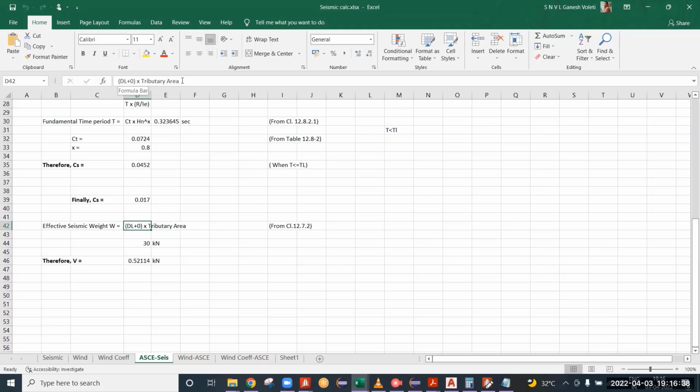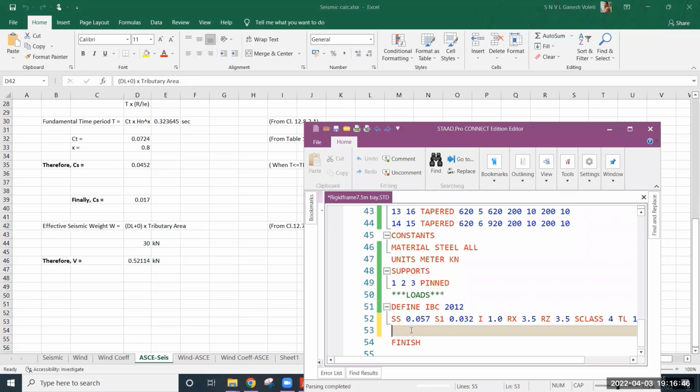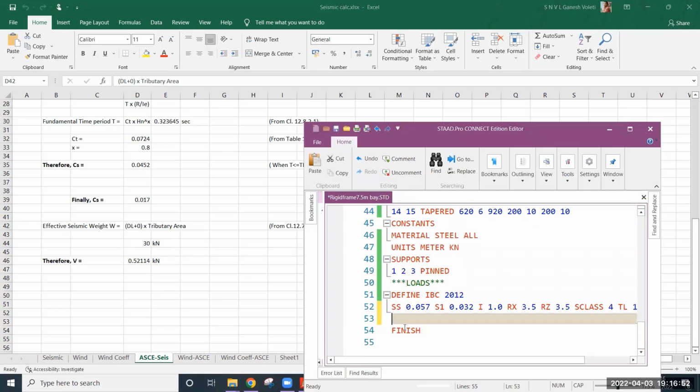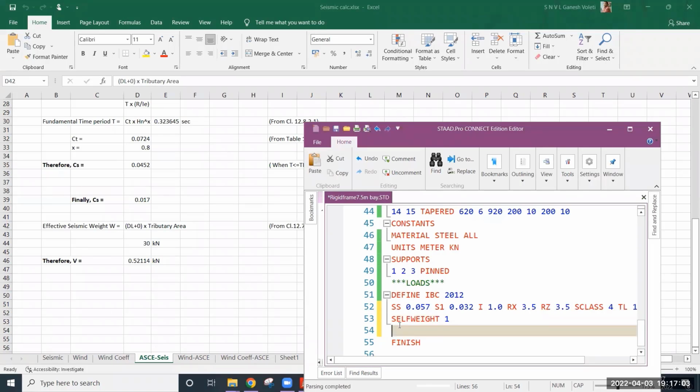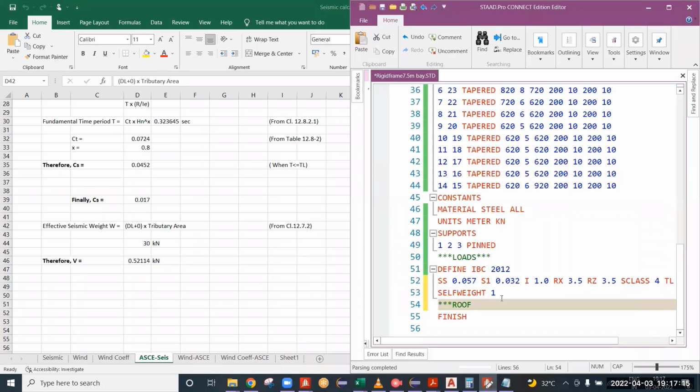Tributary area we will see. What is tributary area? Width into tributary length. So that is called tributary area. In this session, first of all, anything we are giving weights, you have to define self weight also, because self weight also impacts seismic. So self weight 1, and then how to calculate seismic weight. I'm mentioning all these things in the commented lines here. You can ask if you have any doubt. Roof seismic weight.